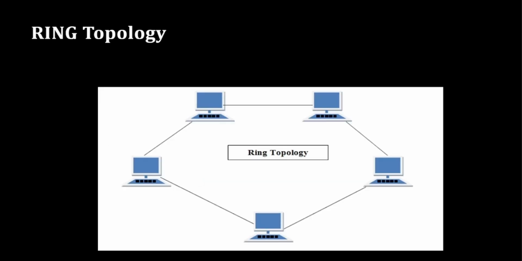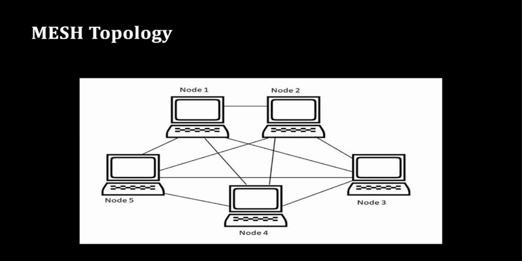And then we have ring topology. The devices form a closed loop, each connected to exactly two others, creating a circular pathway for data. Okay, and then last we have mesh topology. In mesh topology, every device connects to every other device, providing multiple paths for data. Guys, one thing to note here, Starlink uses mesh topology.